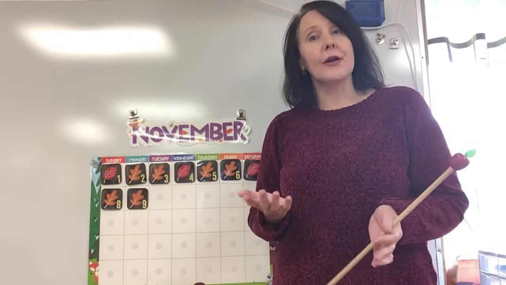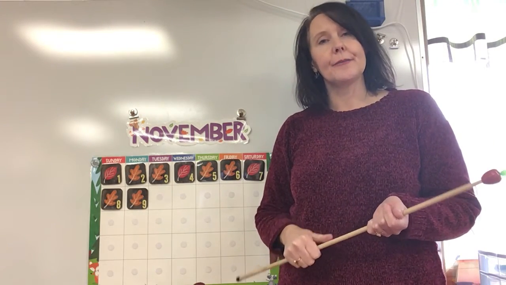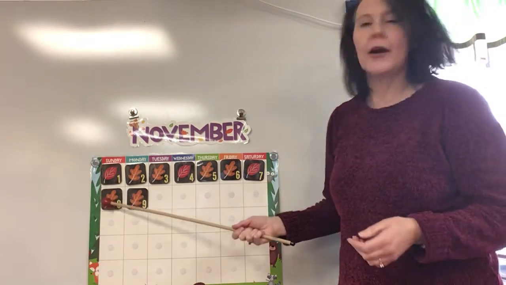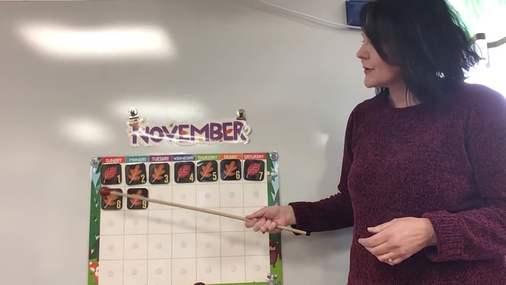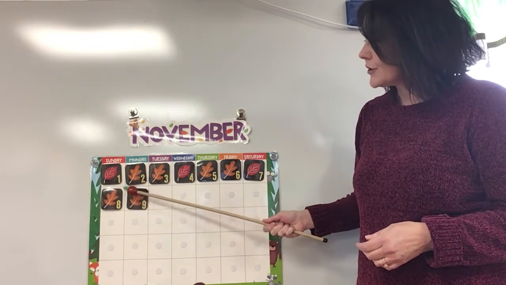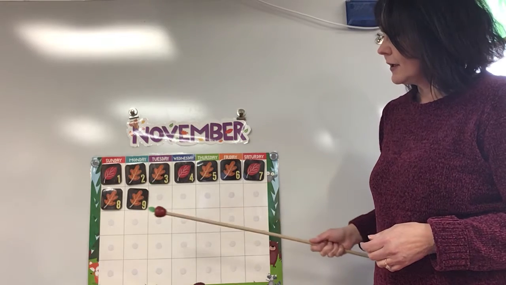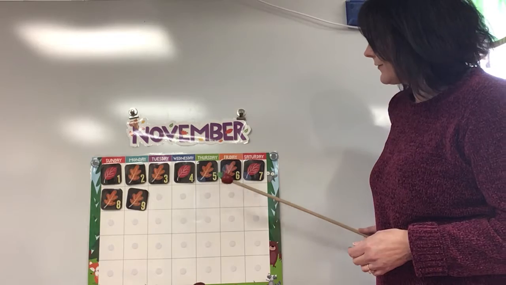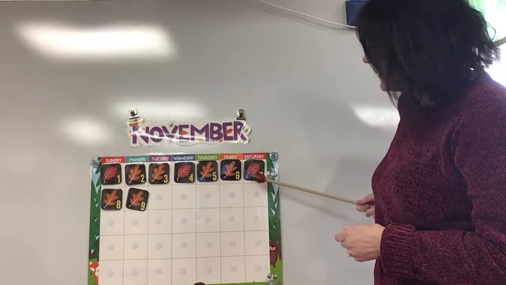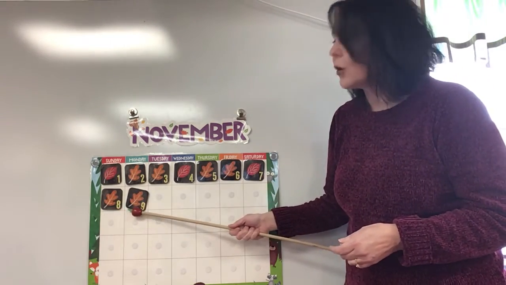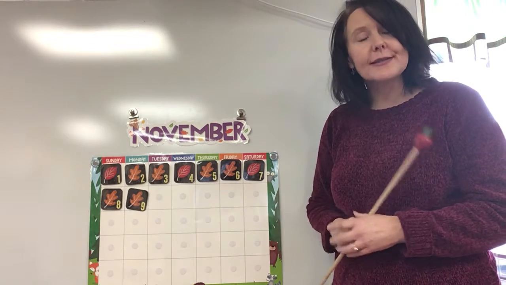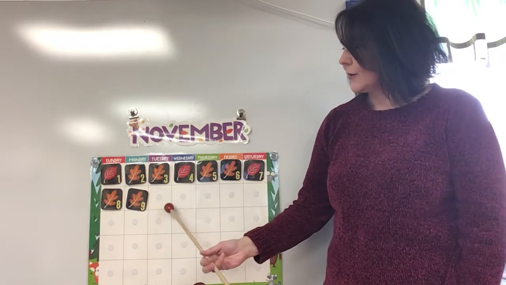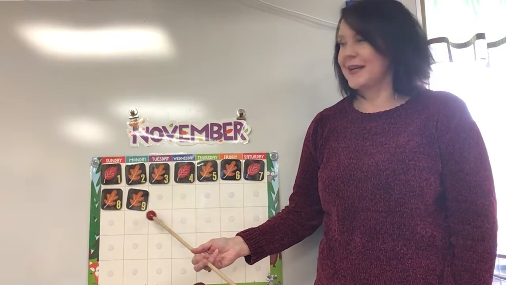And we are starting to get a pattern on our calendar. So let's look and see what our pattern might be this month. We started with a red leaf. So it goes red leaf, orange leaf, orange leaf, red leaf, orange leaf, orange leaf, red leaf, orange leaf, orange leaf. What do you think is going to come next? Well, we will find out next time.